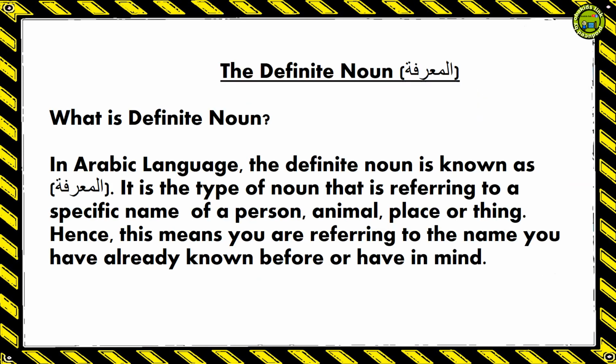The definite noun, al-ma'rifat. What is definite noun? In Arabic language, definite noun is known as al-ma'rifat. It is the type of noun that is referring to a specific name of a person, animal, place, or thing. Hence, this means you are referring to the name you have already known before or have in mind.